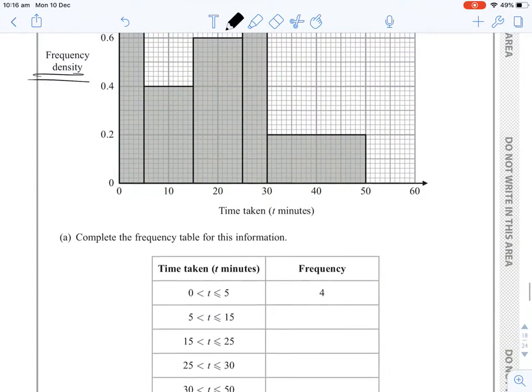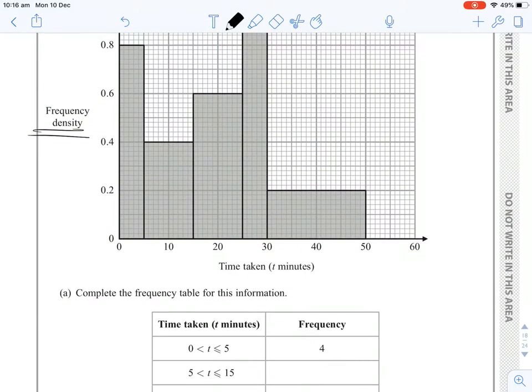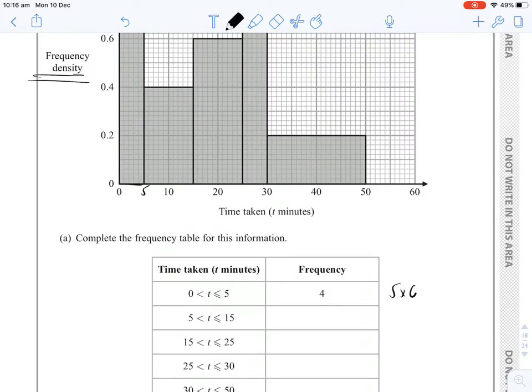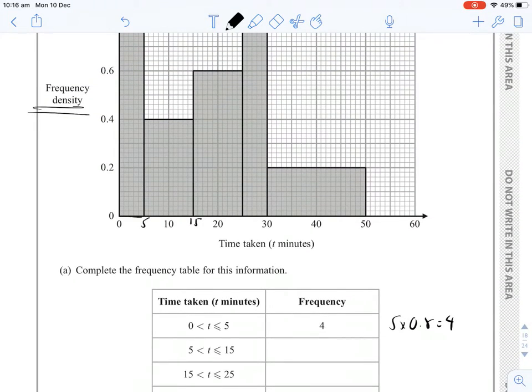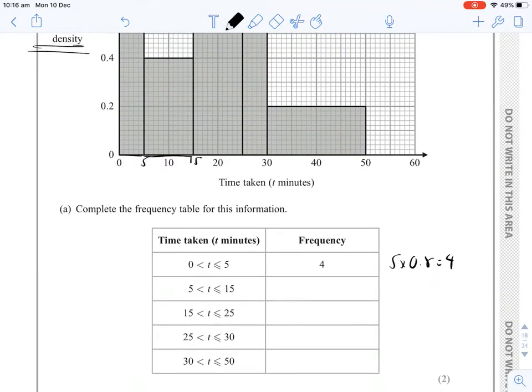So what we know is that the area of the bars on a histogram is going to be equal to the frequency. So we just make sure that we're correct here. 0 to 5, so we've got 5 here and it goes up to 0.8, and 5 times 0.8 will give us 4, so there's no multipliers here, so that's fine. So the next one, we've got 5 to 15, so we've got 10 and the height is 0.4, so we've got 10 times 0.4, which is going to be 4.